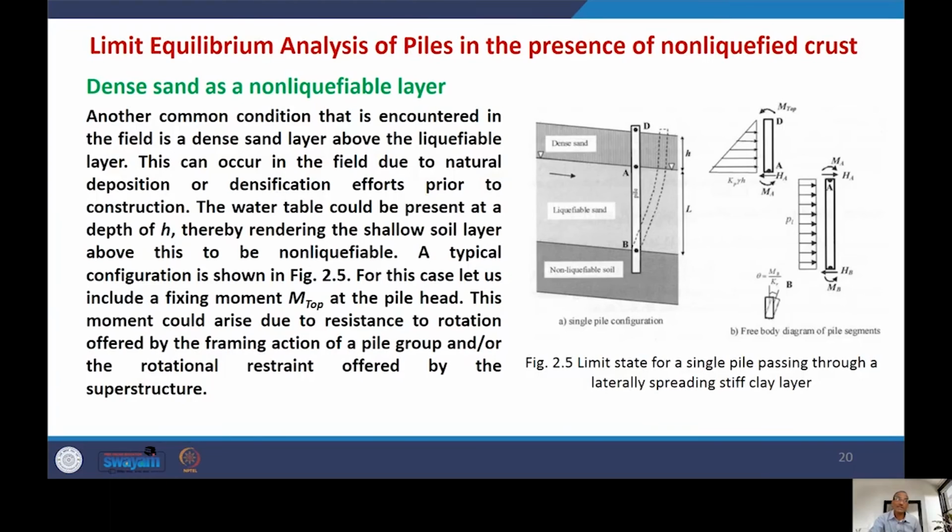The water table could be present at a depth of H, thereby rendering the shallow soil layer above this to be non-liquefiable. So the water table is at the junction where the dense sand layer and the liquefiable sand are. If the dense sand is dry, then the chances of liquefaction decrease very much. So for this case, let's include a fixing moment, called M-top, at the pile head. You could see M-top is the fixing moment applied at the top of the pile. This moment could arise due to resistance to rotation offered by framing action of the pile group or the rotational restraint offered by the superstructure.